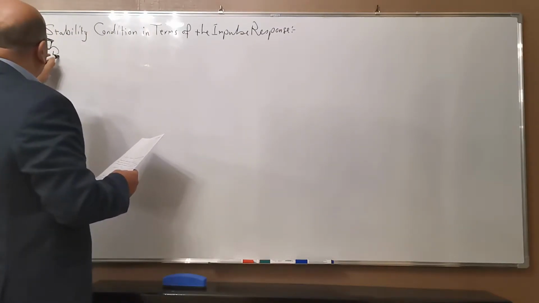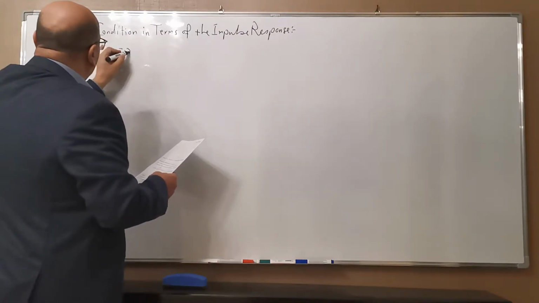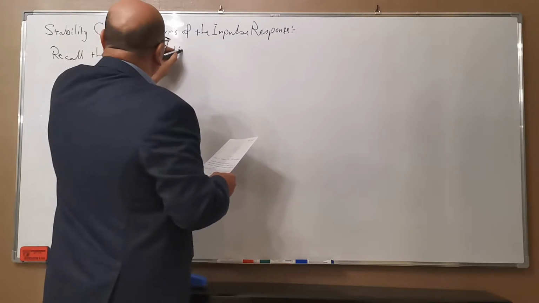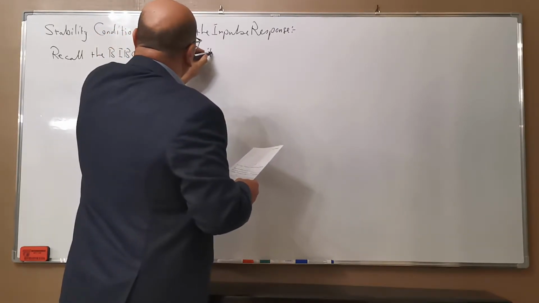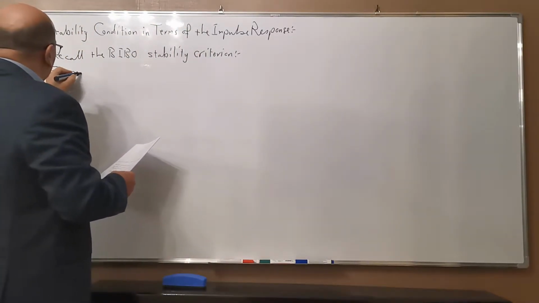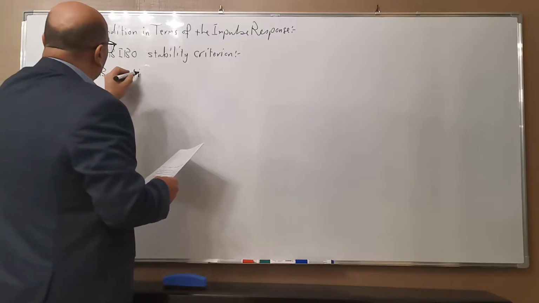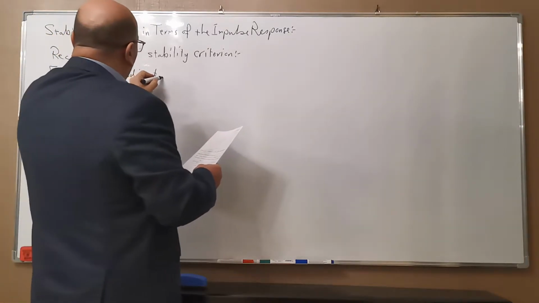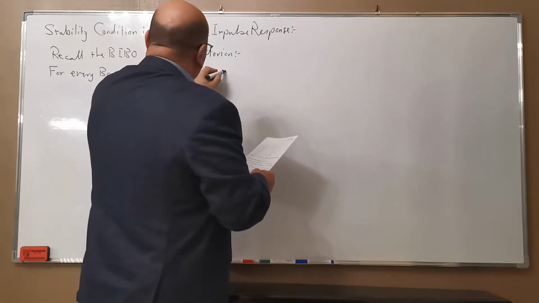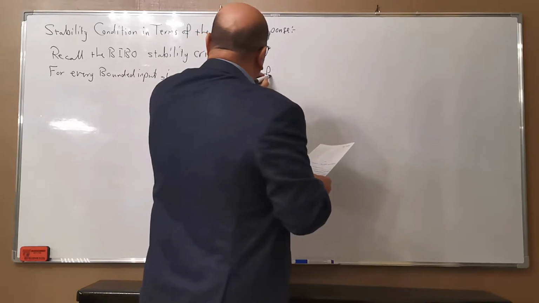نتذكر احنا وياكم recall the BIBO stability criteria اللي بتحكي انه for every bounded input, i.e., magnitude of x of n less than or equal some beta x less than infinity. This is for all n.